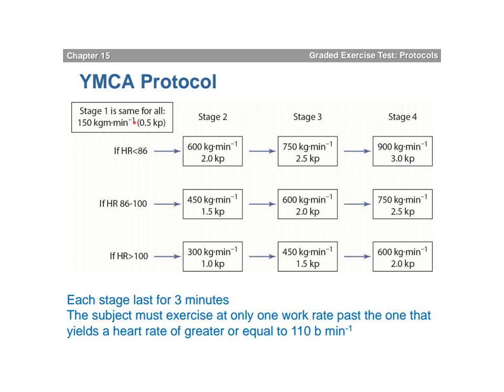Let's imagine that this person right away with stage 1 already has a heart rate that's pretty high. It's greater than 100. They would go on to this easiest pathway. They do 300 kilogram meters per minute, then 450 kilogram meters per minute, then 600. And eventually, at some point, we should have the 2 data points that we need.